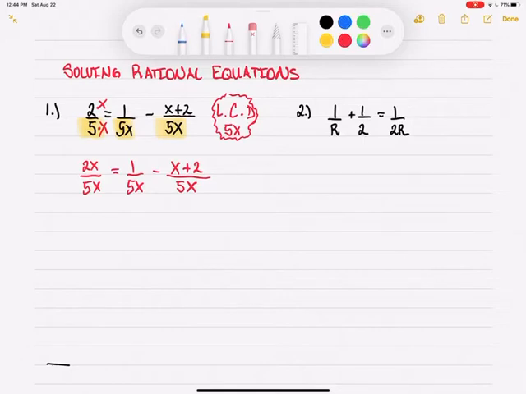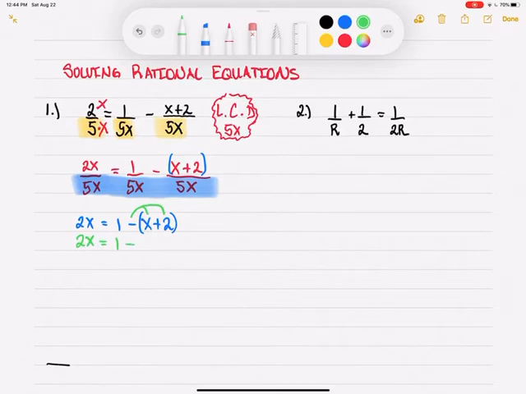Now, every single one of my denominators is the same. It's all 5x. So I can actually go ahead and get rid of these denominators and only focus on what's in the numerator, which is 2x equals 1 minus x plus 2. I'm subtracting the entire piece, so I'm going to put that in parentheses. Now this is a very simple equation to solve. All I have to do is distribute the negative, and I have 2x equals 1 minus x minus 2.